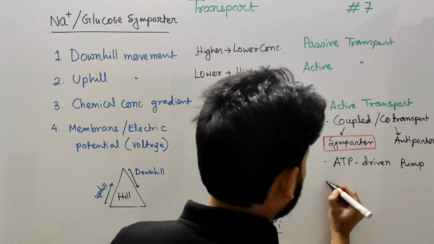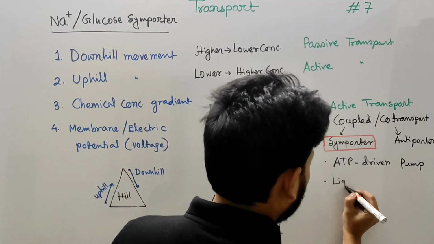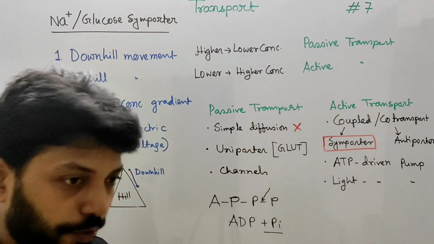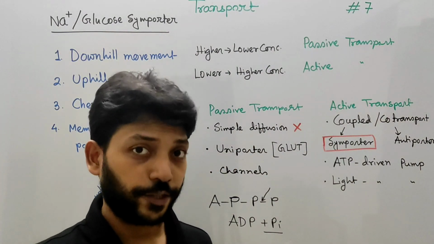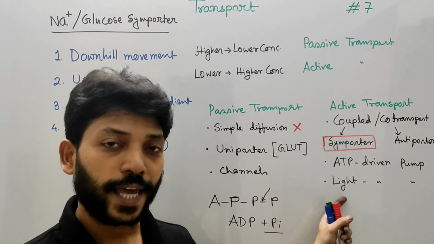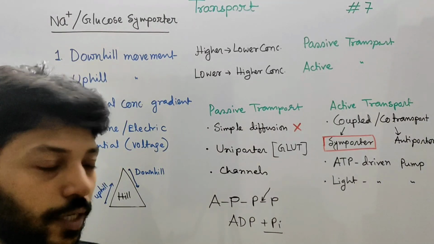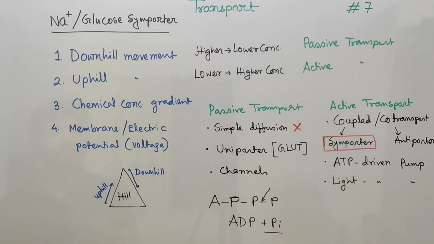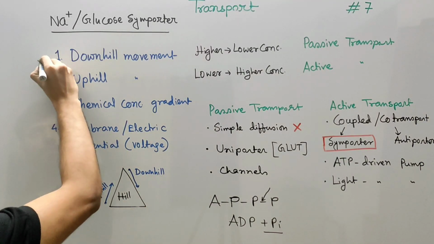Now another type is light driven pump. I have made a separate video on light driven pump. Example is bacteriorhodopsin. Now here the light, solar energy acts as outside energy or input energy. So this is all about the downhill movement and uphill movement. I think you have understood.